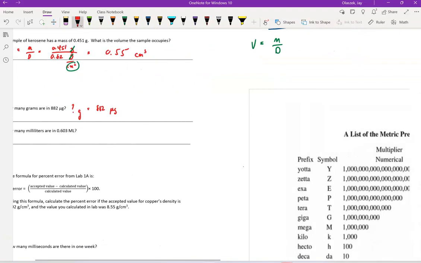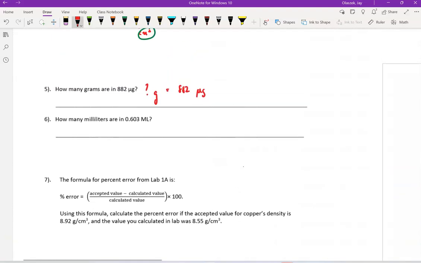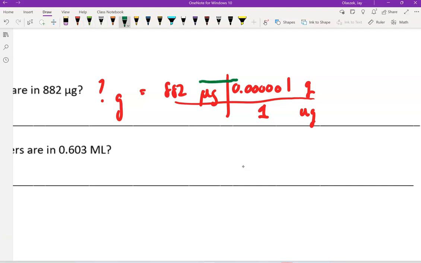What I know from reading this conversion is that the relationship between micrograms and grams is that 1 microgram is the equivalent of 0.000001 grams. So when I set this up, we're trying to go from micrograms to grams. We're going to put micrograms on the bottom and grams on the top. 1 micro anything is 0.000001 of that thing. So all I have to do is multiply across the top and divide by the bottom.